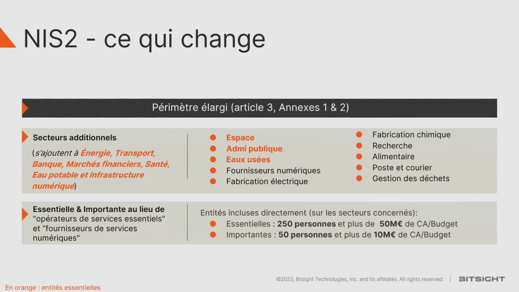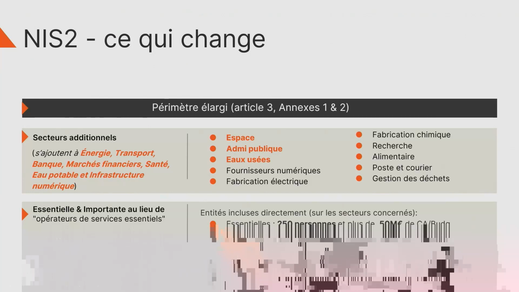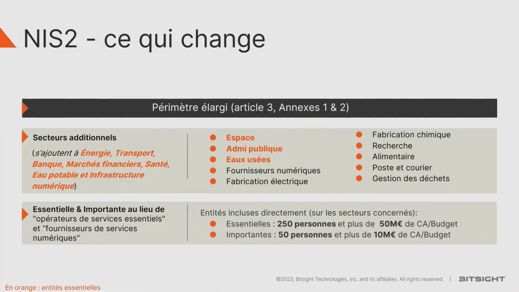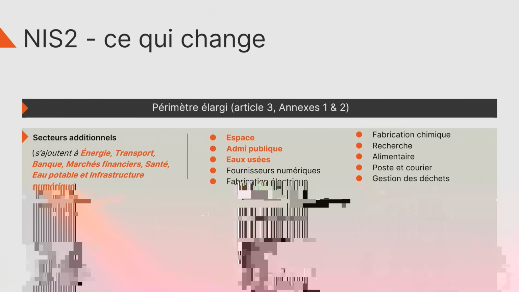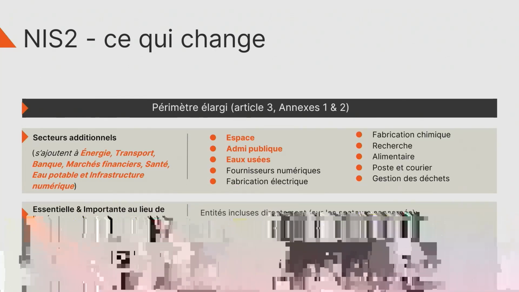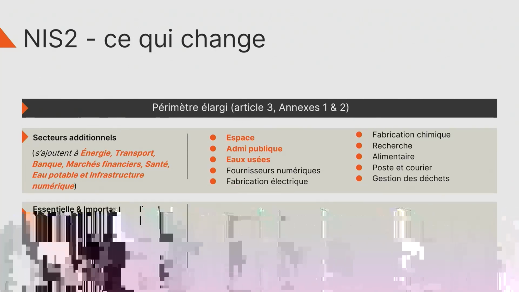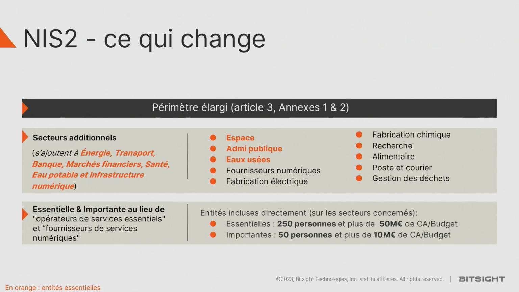So it's going to be a broader span. I'm going to read it again. I know it's a bit small. In NIS1, there were a few entities that were identified in terms of industry and sector: energy, bank, transportation, drinking water, digital infrastructure. Yes, so these areas are considered as being essential.